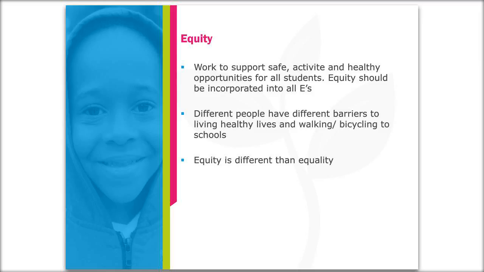Equity is also a very important part of the 6 E's, and it works to support safe, active, and healthy opportunities for all students. Equity should be incorporated into all of the E's. Ensuring that Safe Routes to School initiatives are benefiting all demographic groups is what we mean by equity here, with particular attention to ensuring safe, healthy, and fair outcomes for students with disabilities, low-income students, Native American students, students of color, female students, LGBTQ students, students whose families speak a language other than English, homeless students, and any other demographic groups that may be vulnerable.